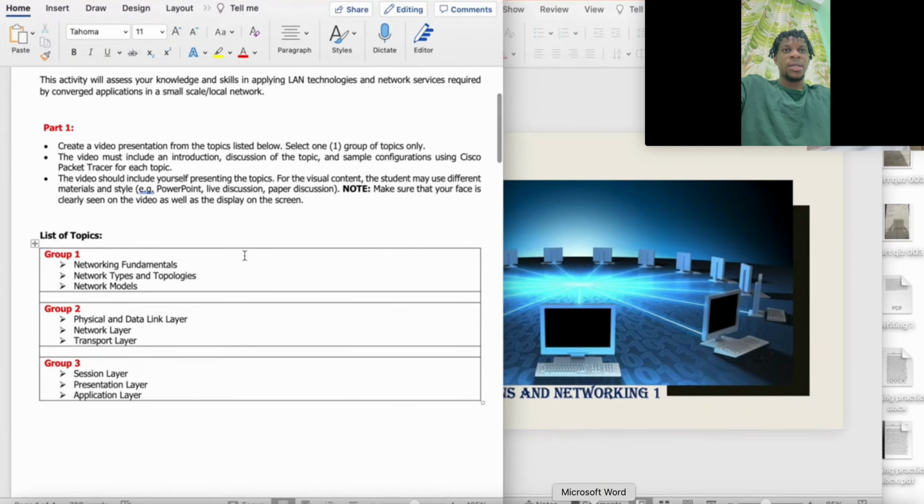List of topics. Group 1: networking fundamentals, network types of topologies, network models. Group 2: physical and data link layer, network layer, transport layer. Group 3: session layer, presentation layer, and application layer. Network models.